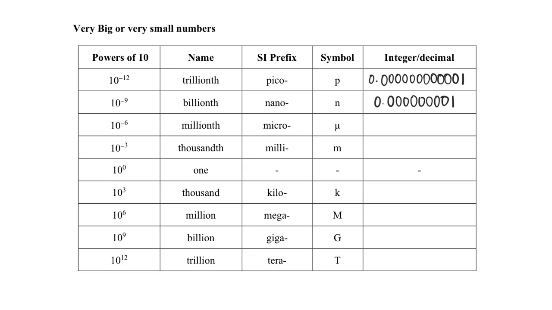For micro, 10 to the power of negative 6. And for milli, 0.001. 10 to the power of 0 is 1. 10 to the power of 3, 1000, 3 zeros. 10 to the power of 6 will have 6 zeros. Giga is 9 zeros behind, which is a billion. And trillion is 10 to the power of 12. So there will be 12 zeros.